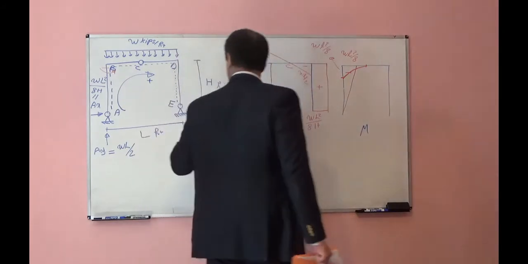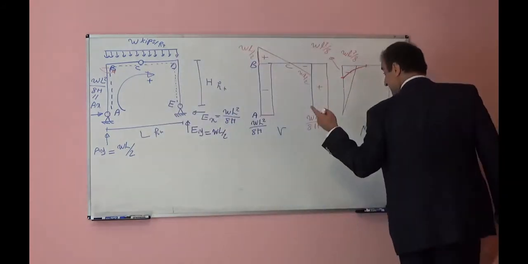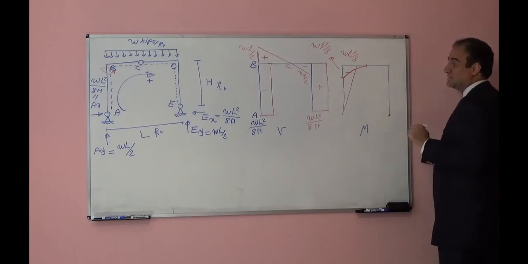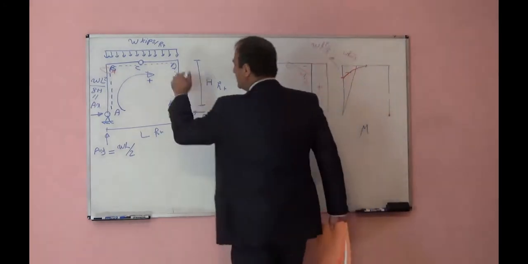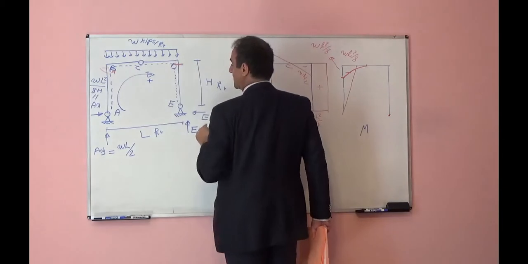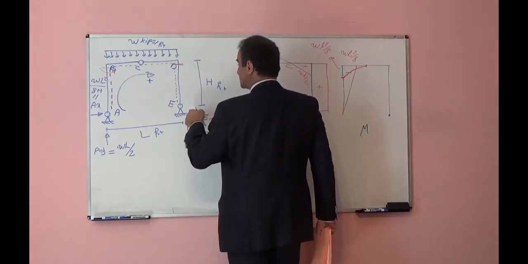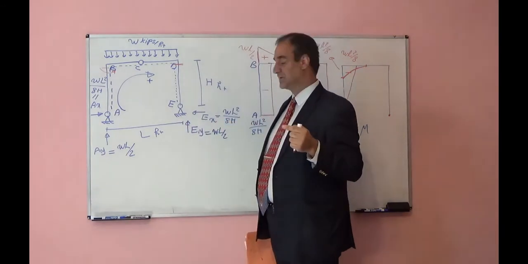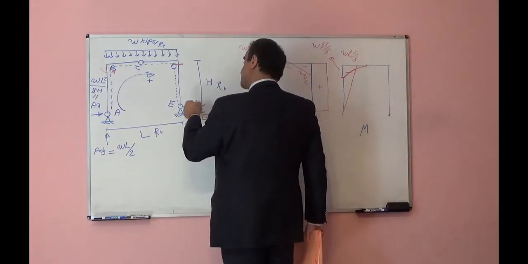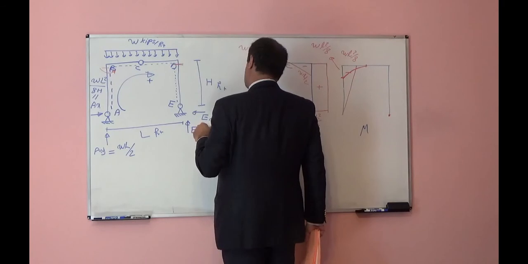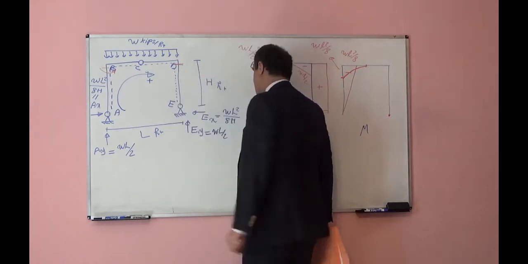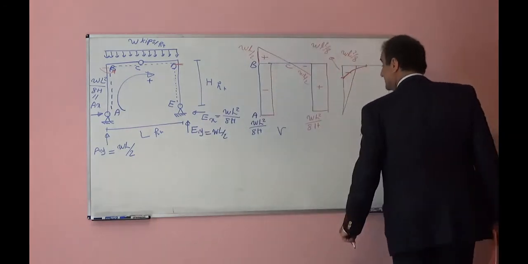We can move from E side, that is easier. At E, again, moment is equal to 0 because it is hinge. If I move from E to D just before D, if you cut it, what is the moment? EX times the distance. Distance and load, always they should be perpendicular to each other. EX times distance. Again, it will be WL square over 8, H times H. So it will be negative.